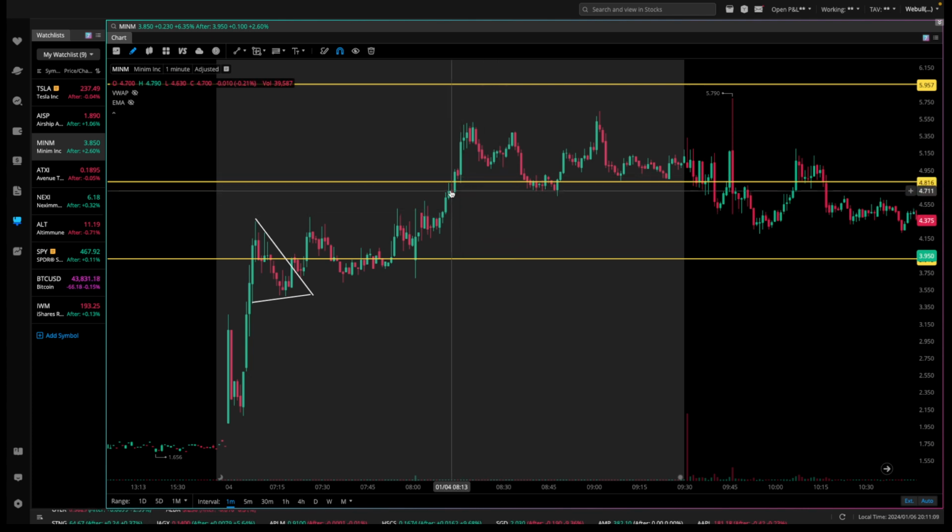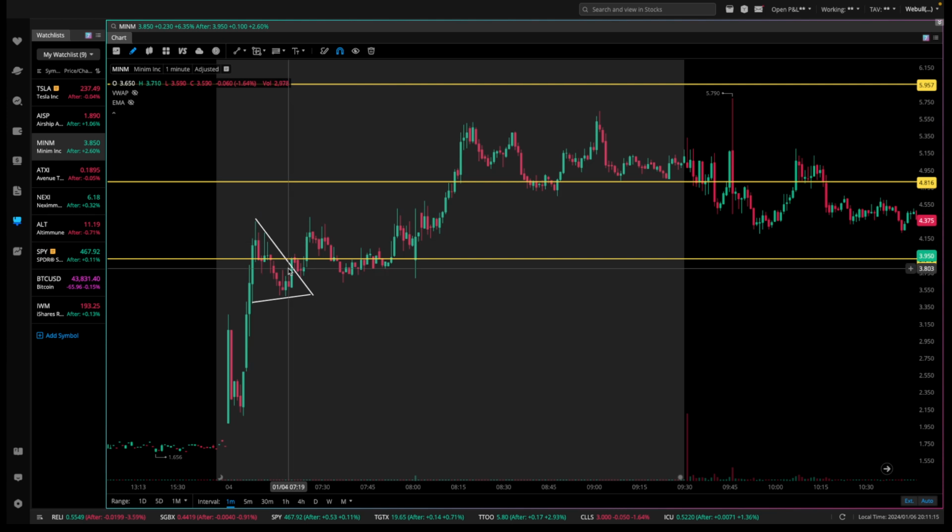So by having this on my chart, I knew I'm not going to add here. I'm going to add when it breaks and we retest, right? So it helps you a lot.